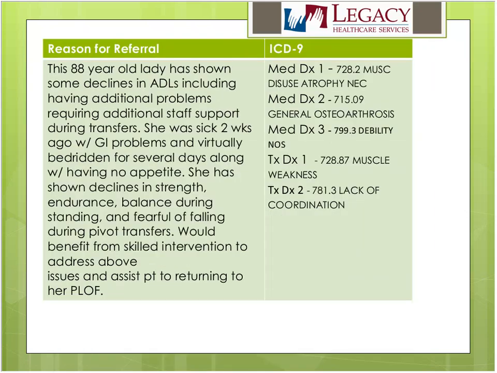And then finally we have the last example. 88-year-old lady has shown some declines in ADLs, including having additional problems requiring additional staff support during transfers. She was sick 2 weeks ago with GI problems and virtually bedridden for several days, along with having no appetite. She has shown declines in strength, endurance, balance during standing, and fearful of falling during pivot transfers. Would benefit from skilled intervention to address above issues and assist patient to returning to her prior level of function. So you really have a good idea of what's going on with the information.